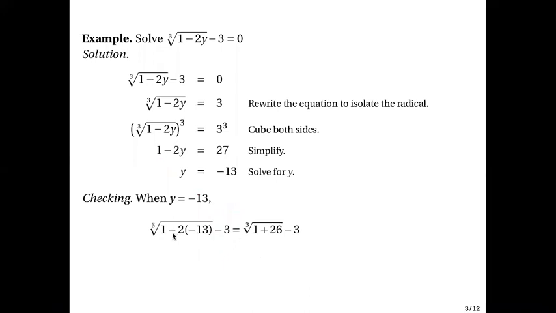You will have negative 2 times negative 13, that's positive 26. So 1 plus positive 26. We have cube root of 1 plus positive 26 minus 3 in here. We have here cube root of 27 minus 3, and we know that the cube root of 27 is just 3. So 3 minus 3 equals 0. So we have the equality here. The equality is satisfied.